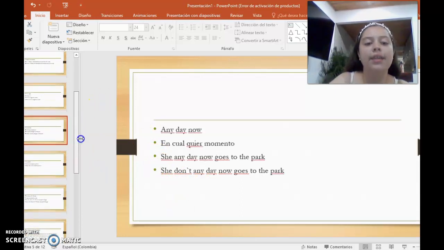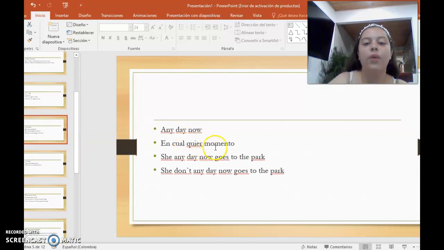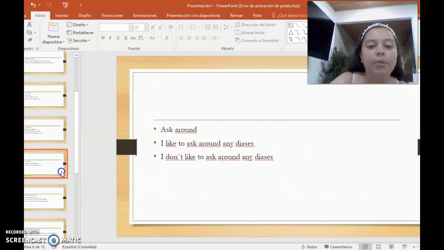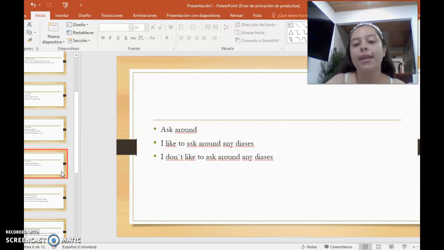Next is "any day now," "en cualquier momento." She goes to the park any day now. The negative form is she doesn't go to the park any day now. Next example is "ask around." I like to ask around any day. The negative is I don't like to ask around any day.